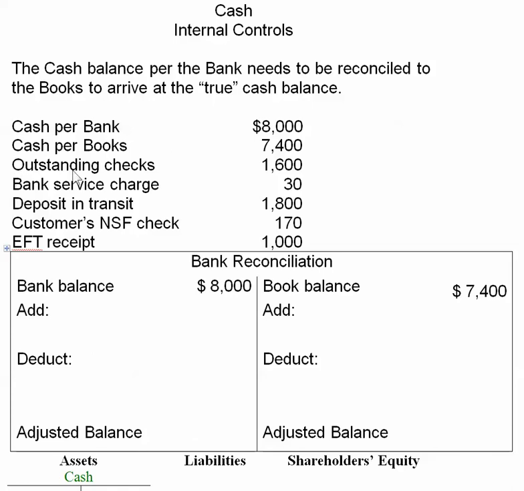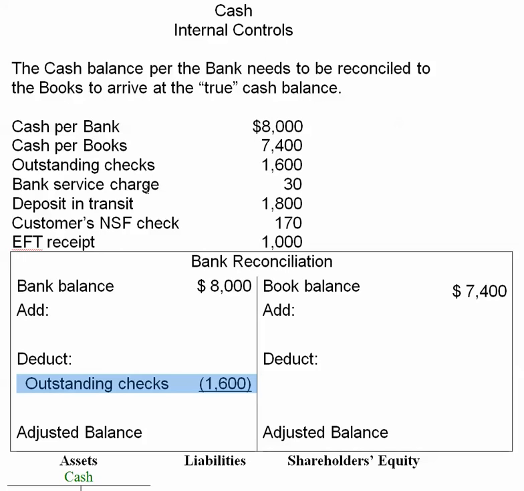The first one here is outstanding checks. That is, the company has written $1,600 of checks that haven't yet cleared the bank. So the company's reduced its cash already. The bank has not. What we want to do is fix the bank balance so that it reflects checks that have already been written. So you're going to deduct that from the bank balance, because that's what the bank will do once they clear.